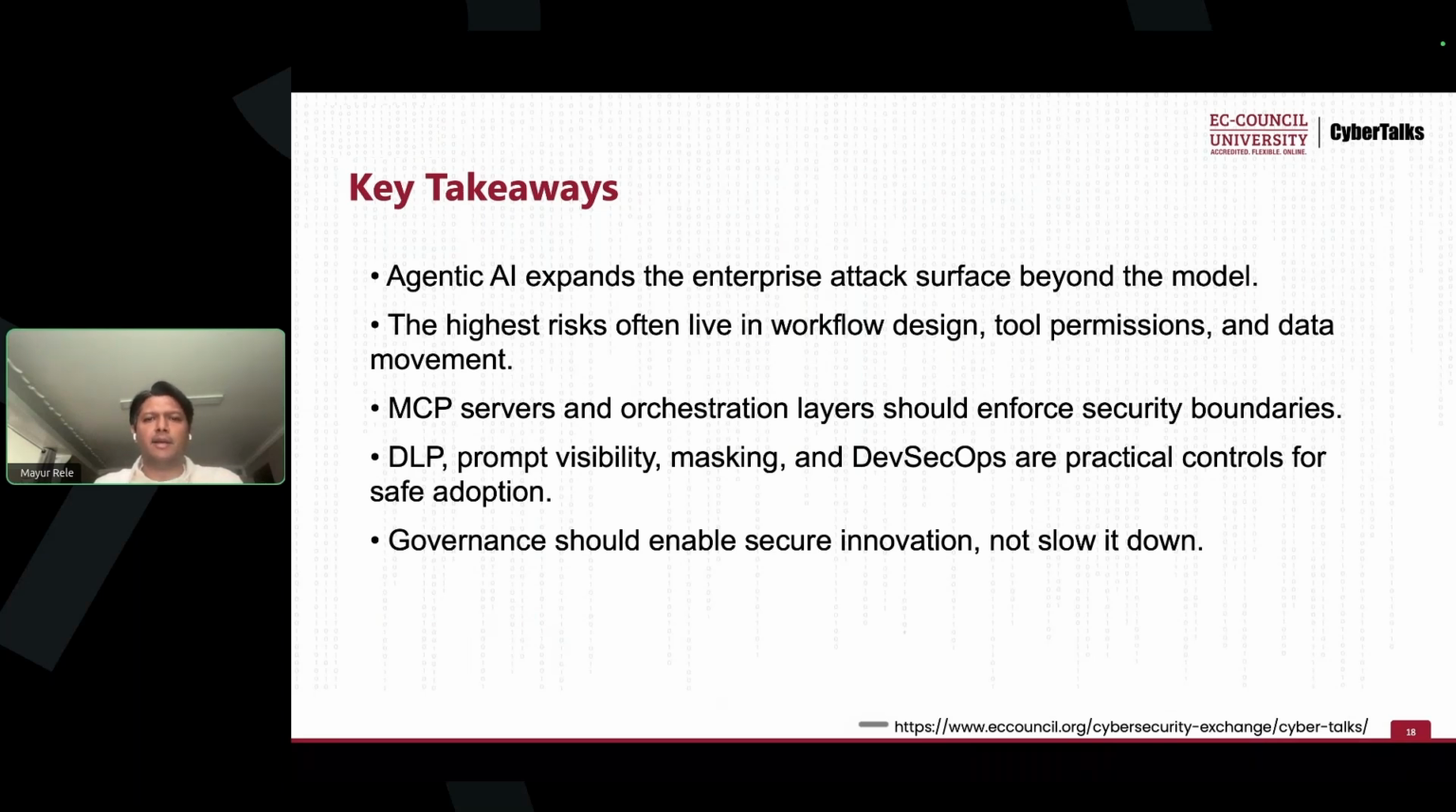MCP servers and the orchestration layer should have boundaries. So an MCP gateway is like a need now. Anyone who has more than 10 or 15 MCP servers should start looking for a solution like an MCP gateway, which will give you more visibility, like an authorization and authentication layer, plus scoped token access, OAuth-based access.